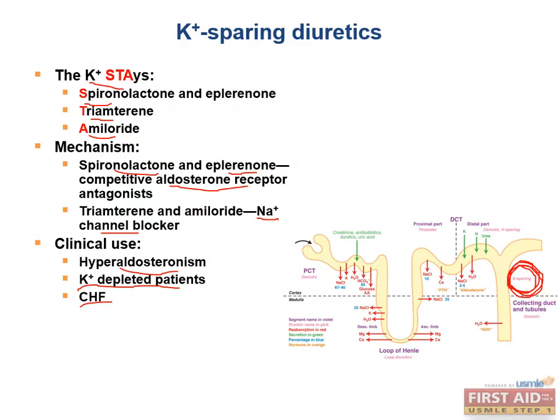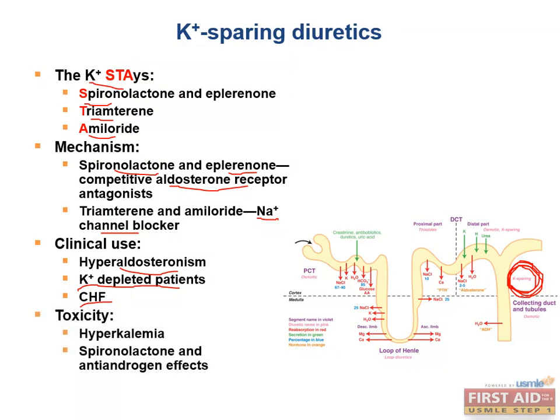And toxicity is going to include hyperkalemia, and spironolactone has some anti-androgen effects such as gynecomastia. So be careful with spironolactone because it can cause gynecomastia.